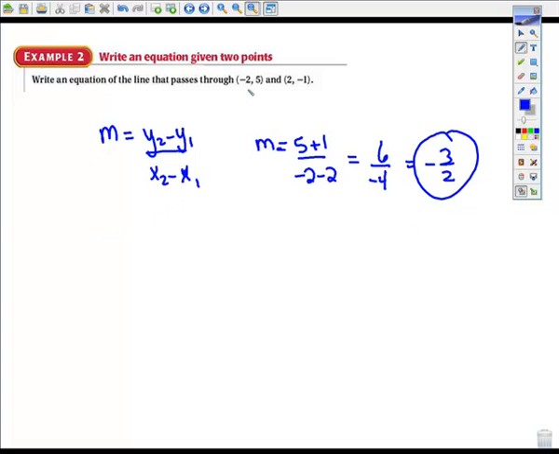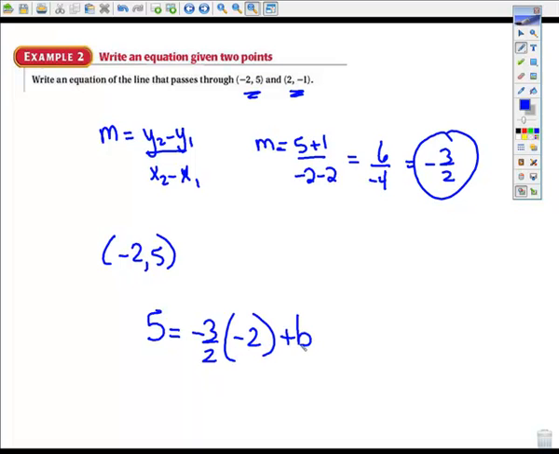Step 2, I have to choose one of these coordinate pairs to be my xy. I'm just going to choose the first one. It doesn't really matter which one you choose. So if I choose the first one, I have -2, 5. So my y is 5 equals m, -3 halves, times x, which is -2, plus b.